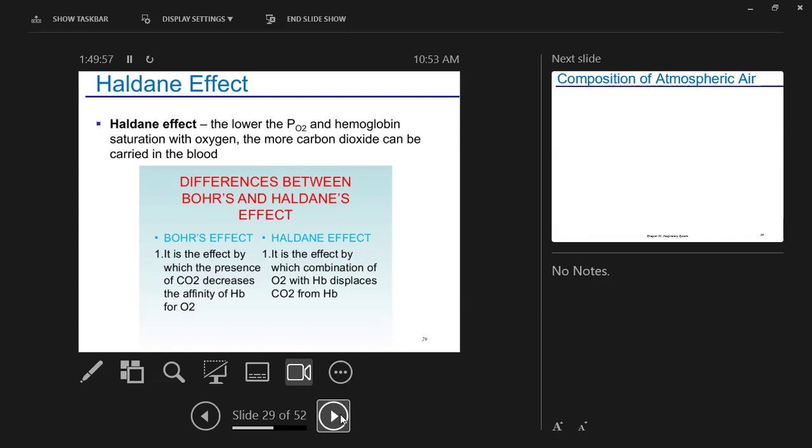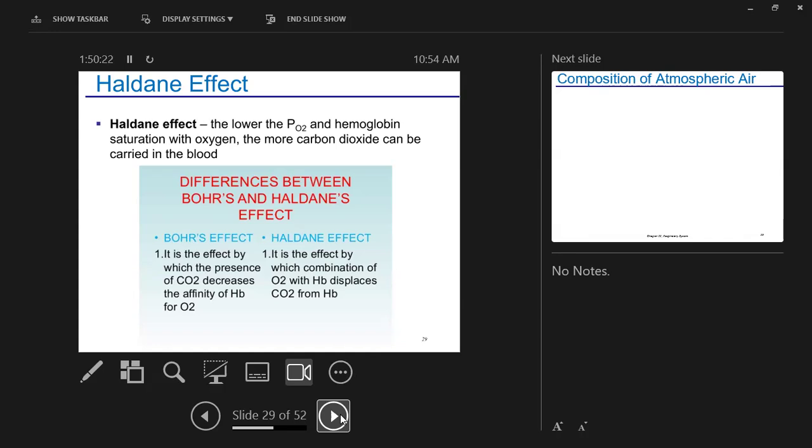The Haldane effect is different. We give up the oxygen because higher CO2 causes carbonic acid, which drives our pH down. We give up oxygen. Then the red cells, after they've given up their oxygen, can carry more CO2 back to the lungs.